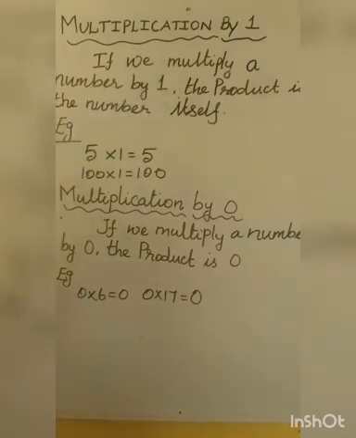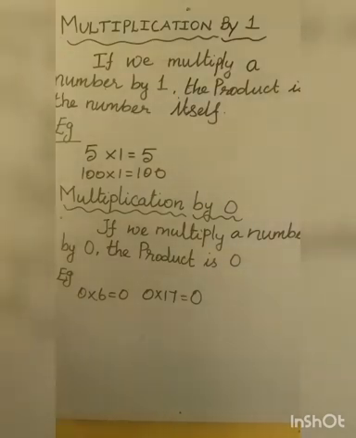If we multiply a number by 1, for example, suppose I take one number and multiply it by 1, we get the same answer. So you take any number, multiply by 1, and you get the number itself, the same number. And the next one is multiplication by 0.